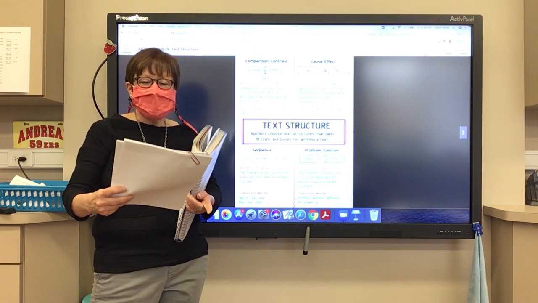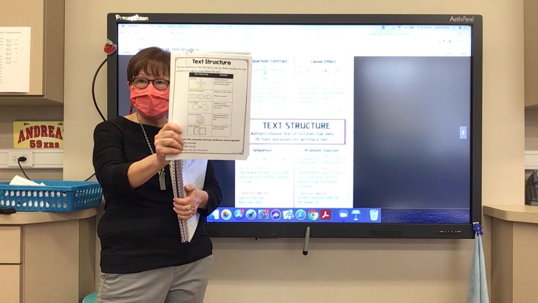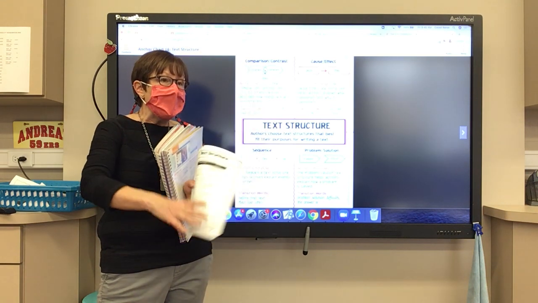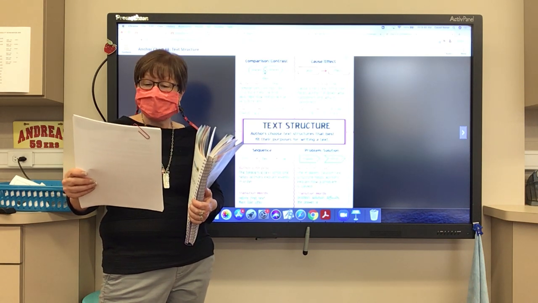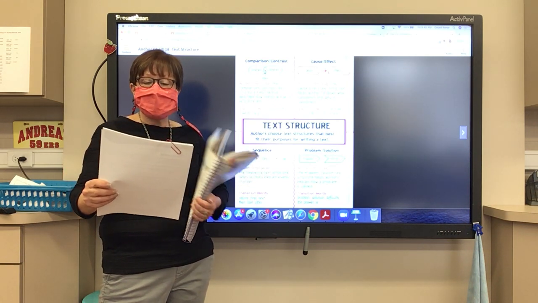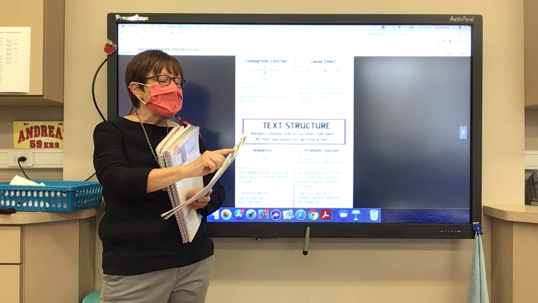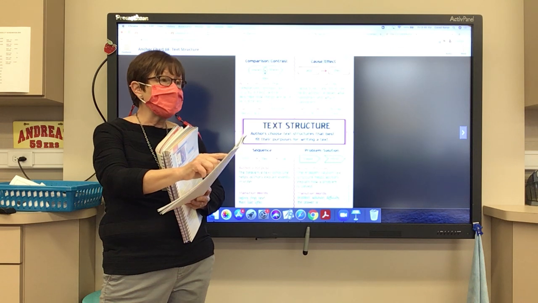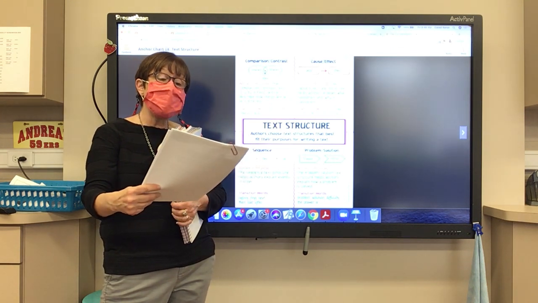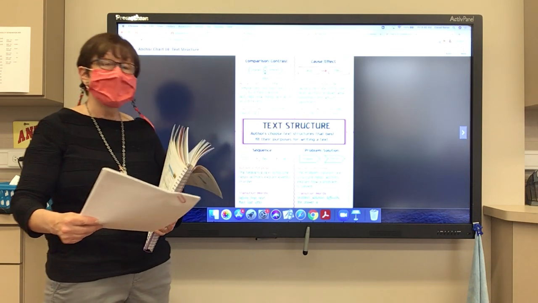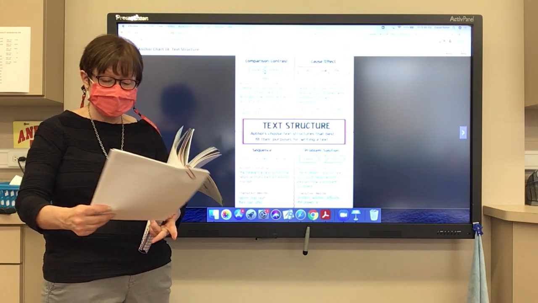So boys and girls, I have given you a paper. Does everybody see that paper? Yes. It gives different types of text structure on it. So let's look, skipping the first one, and it says the text structure is how the text is set up. Do you see that? Understanding the text structure can help us comprehend the text, because that's what we want to do. We want to comprehend and understand what we're reading.